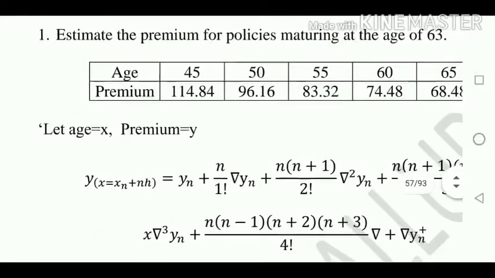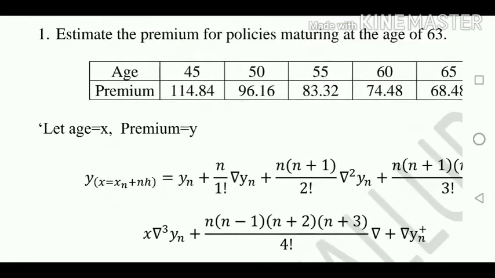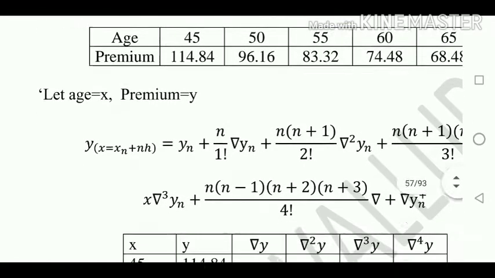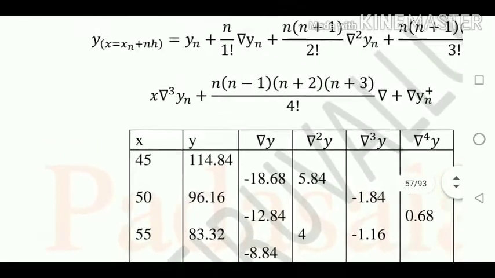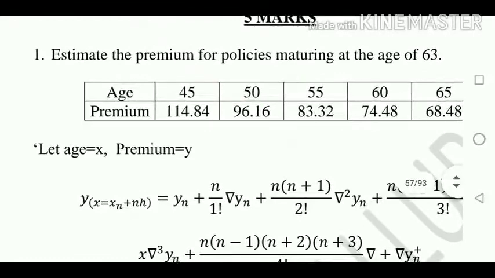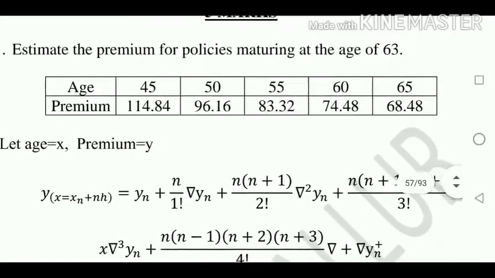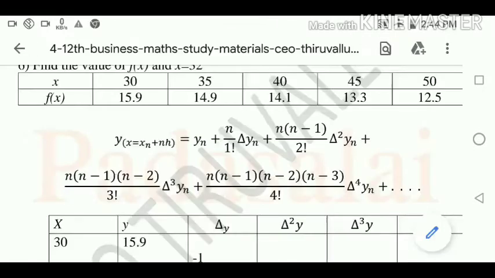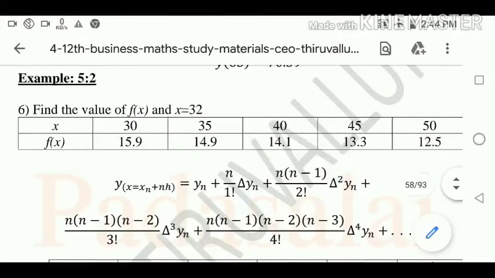Estimate the premium for the policy maturing at the age of 63. Here we are using the forward method in order to find the value, with age equal to 45, 50, 55, 60 and 65. The next sum is related to 5.2.